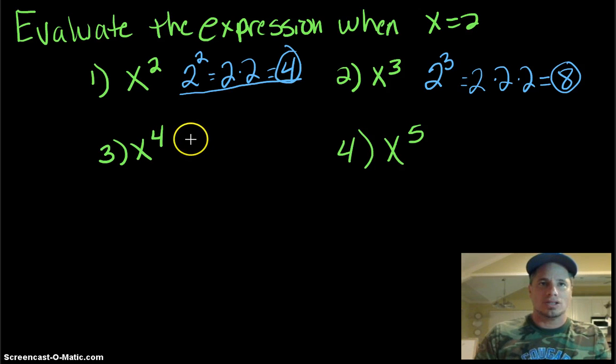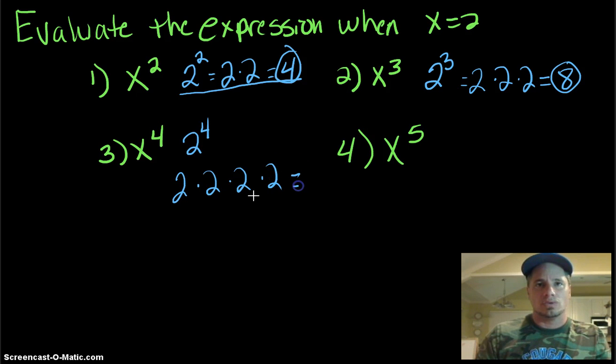Okay, x to the 4th. I'm substituting 2 for x. I want to see the substitution. That's 2 times 2 times 2 times 2. And that equals, well, this is 4, and this is 4. 4 times 4 is 16. Okay, again, I get so many people who just say, well, that's 8.